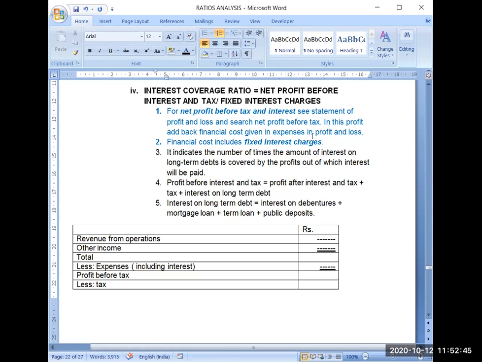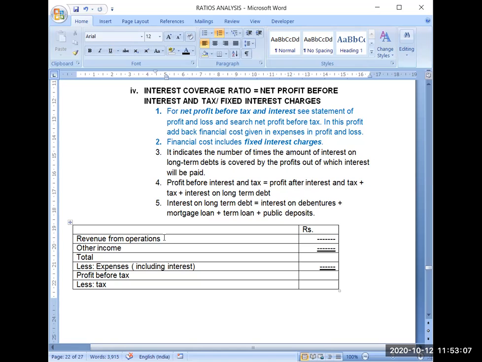So they are just observing the total amount of interest liability on the part of the company, and how many times they are earning profit in comparison to that liability of interest payment. Profit before interest and tax, now how will you calculate it?